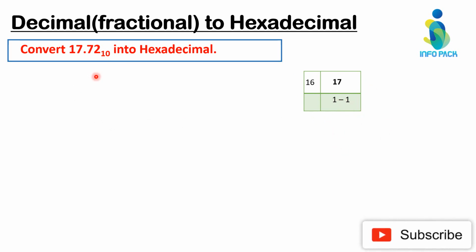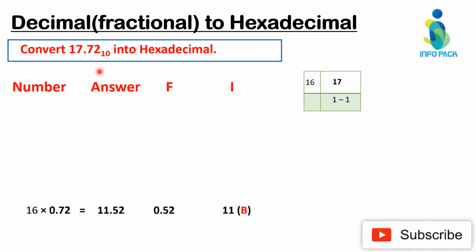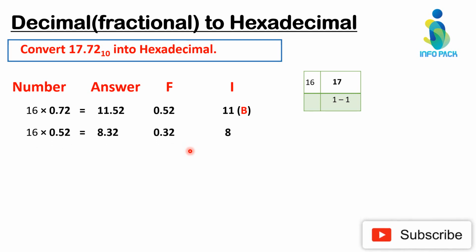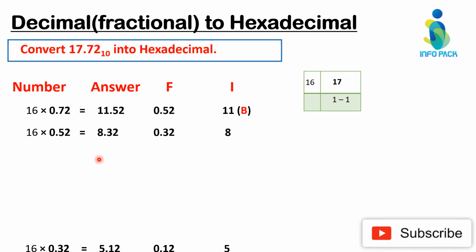To get the hexadecimal of the fractional part 0.72, we multiply this part by 16 and take the integer part before the decimal point as a result. Then the remaining fractional part will be again multiplied by 16. We perform this process till the fractional part becomes 0.